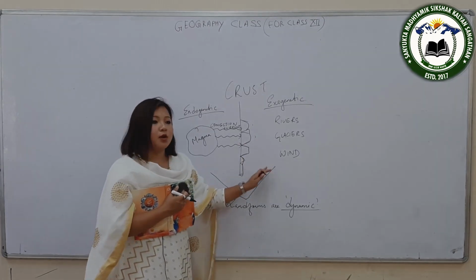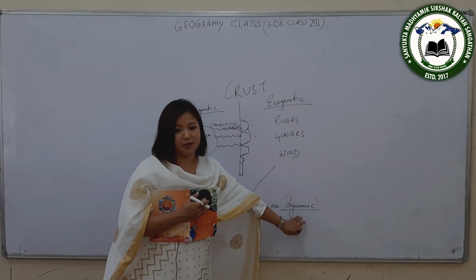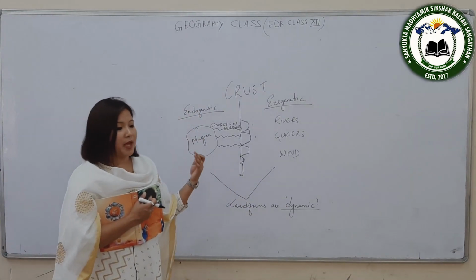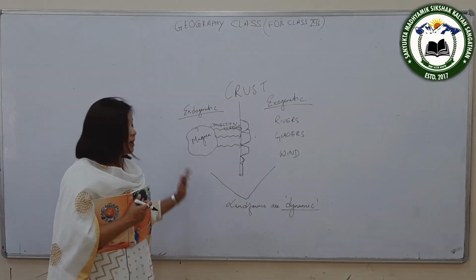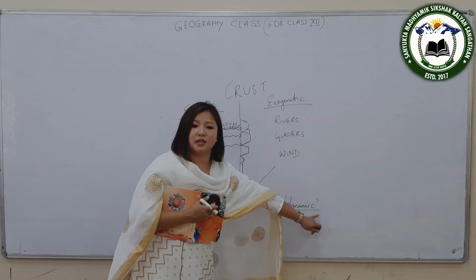So to sum up, what I have done is that I have written landforms are dynamic, which means that landforms are changing over time and process. It is never static, it is always changing. Thus, landforms can be termed as dynamic in nature.